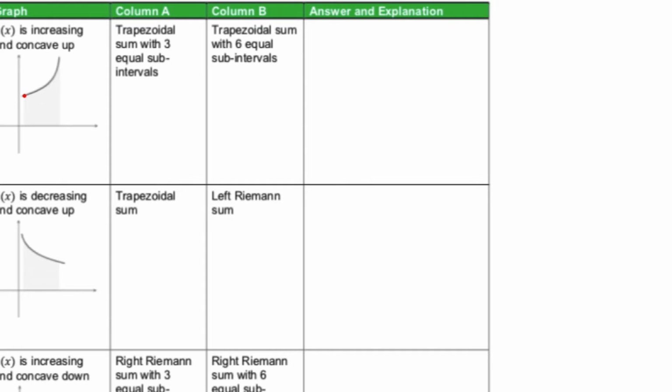So if I draw a trapezoid somewhere in here, what do we have? You can see here that we have an overestimate. That means column A would be greater, and the reason is that if you have more subintervals, you end up getting closer to the exact area. If you're closer to the exact area, that's less of an overestimate. It's still an overestimate, but it's less of an overestimate. You could say something like that on that one.